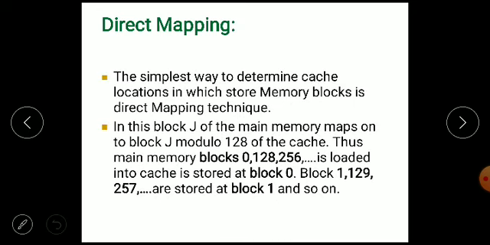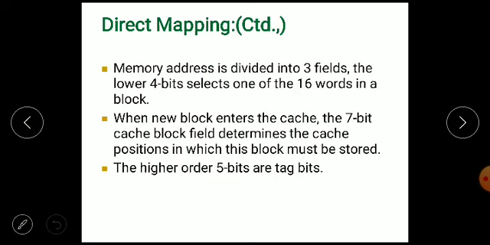Here I have given the description for direct mapping. Block 0, block 128, block 256 should be loaded into block 0 of the cache memory, and these are the first blocks of every page, right? Next, block 1, block 129, block 257, etc. are stored at block 1 of the cache memory. Block 1, block 129 and block 257 are the second block of every page, so they are stored in the second block, block 1, of the cache memory. So this is direct mapping.